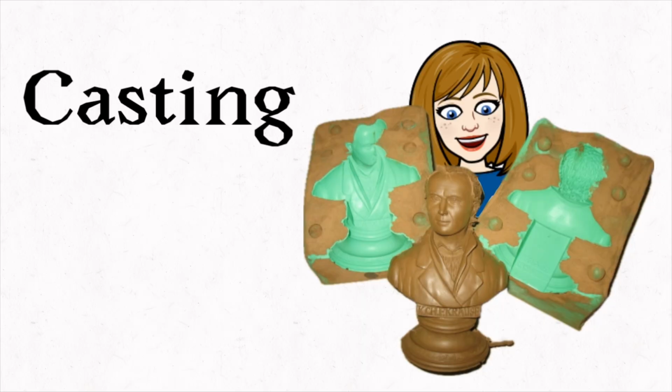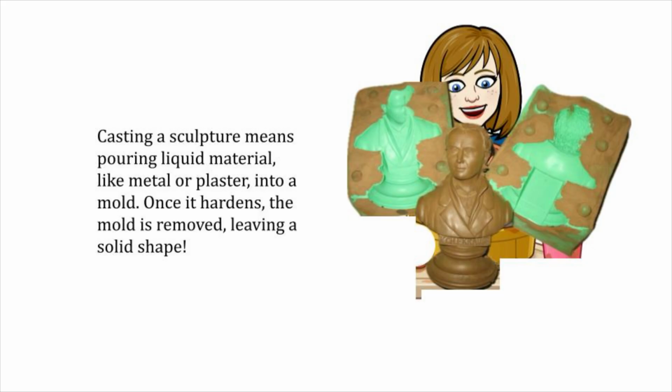The last technique I'm going to talk about is casting. Now, it's a technique that lets you make multiples of something. Casting a sculpture means you're pouring a liquid material like metal or plaster into a mold. Once it's hardened, the mold is removed, leaving you with a solid shape.